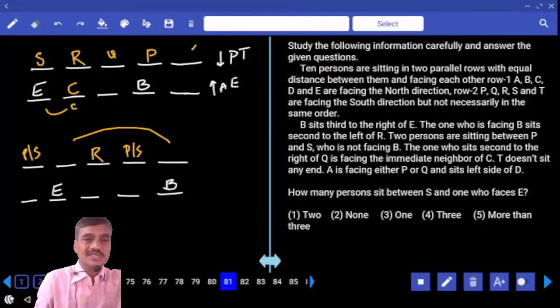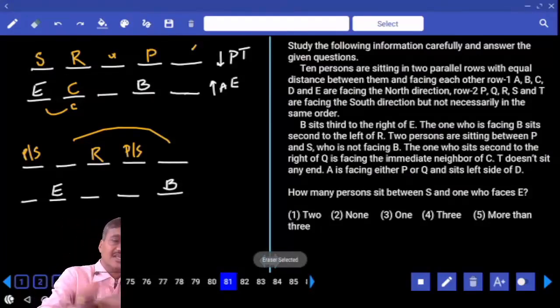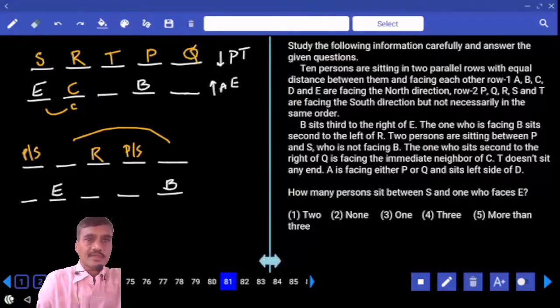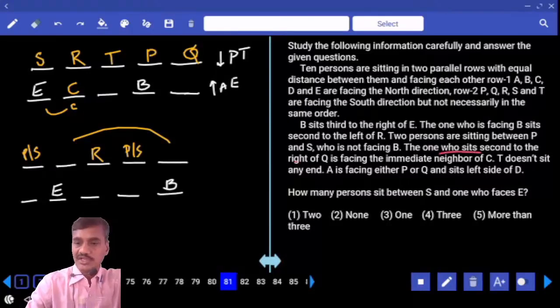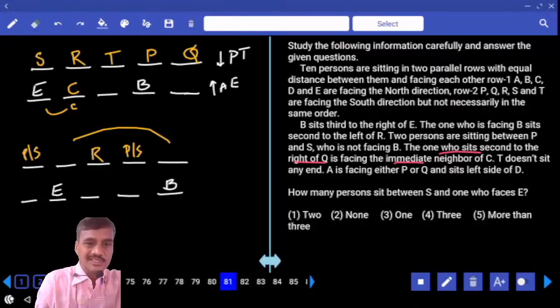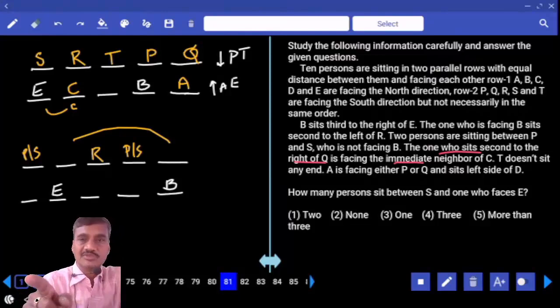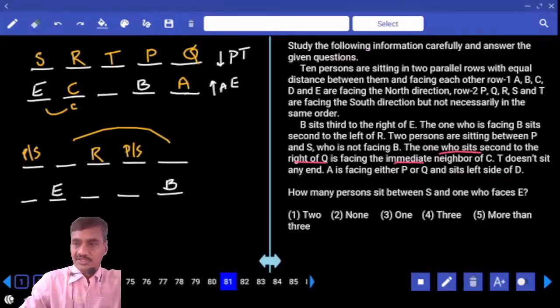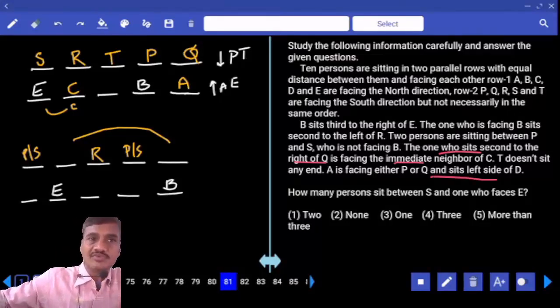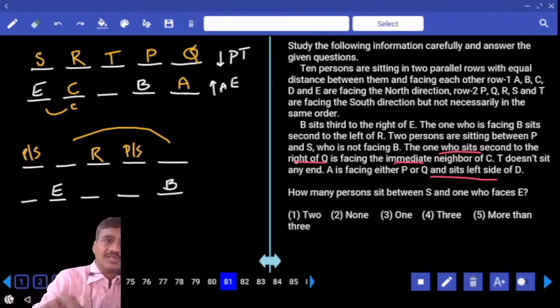And T does not sit at any end. As T does not sit at any end, where should this T be? If T is here, Q is here. And then the one who sits second to the right of Q is facing the immediate neighbor of C. A is facing either P or Q, hence A must be here. A cannot be facing P, hence A must be facing Q. And sits to the left of D, means who is to the left of D? A is to the left of D. Is it possible to have A to the left of D? No. And this case is ruled out.